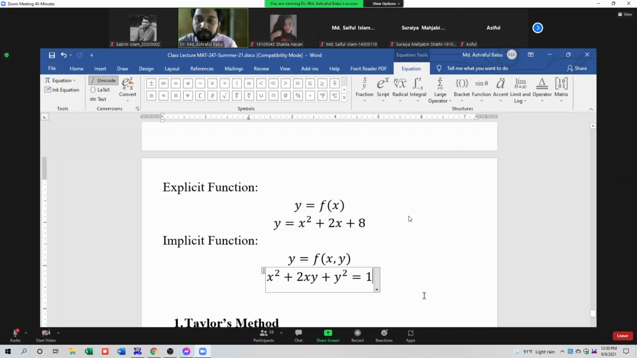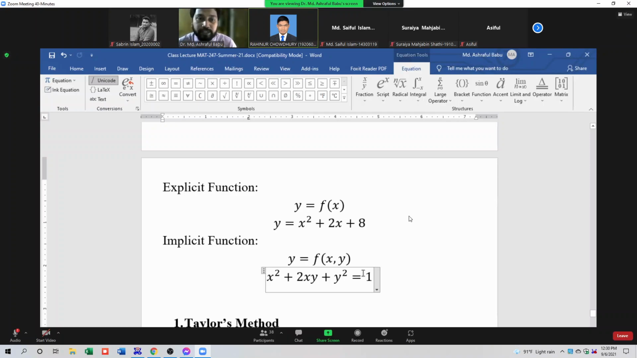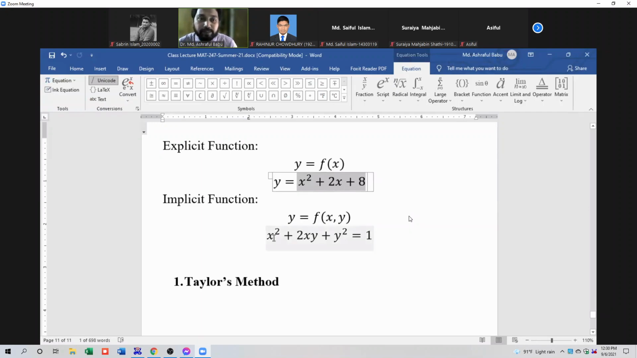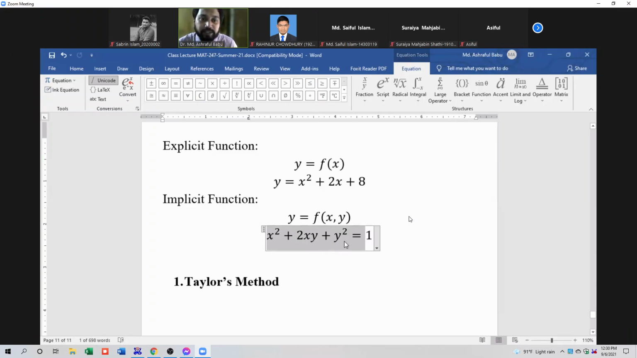You understand? Yes, sir. Did you get this point? Implicit and explicit function. Explicit function means when the independent variable and dependent variable are separated. They are not mixing. That is called explicit function. That's when dependent variable is expressed in terms of independent variable. But when we cannot express dependent variable in terms of only the independent variable, that is called implicit function. That means when dependent variable and independent variable are mixing with each other, that is called implicit function. You get this point?